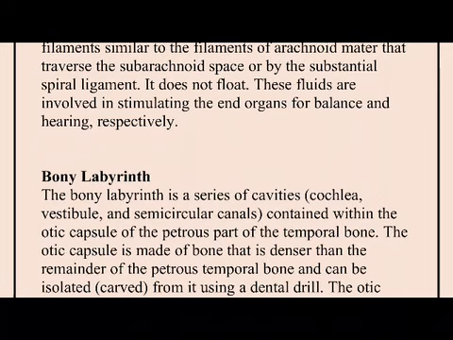What do you need to know about the bony labyrinth? The bony labyrinth is a series of cavities. These cavities include the cochlea, vestibule and semicircular canals. You can see all that illustrated in the diagram. The bony labyrinth, like I said, is a series of cavities contained within the otic capsule of the petrous part of the temporal bone. The otic capsule is made up of bone that is denser than the remainder of the petrous temporal bone, and such bone can be isolated, carved from it using a dental drill.